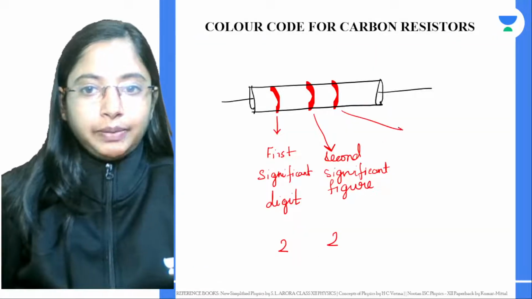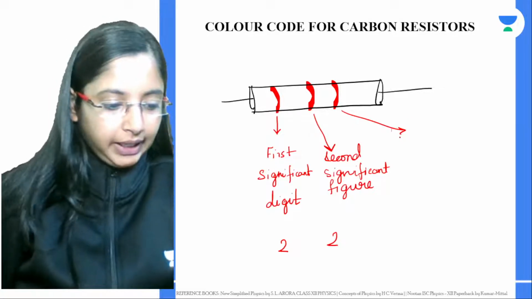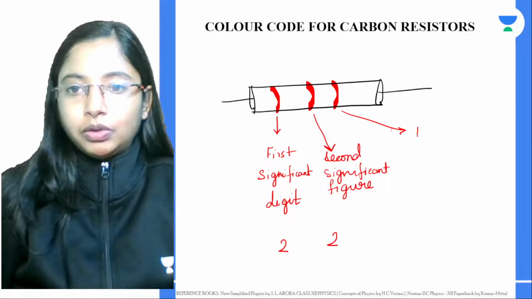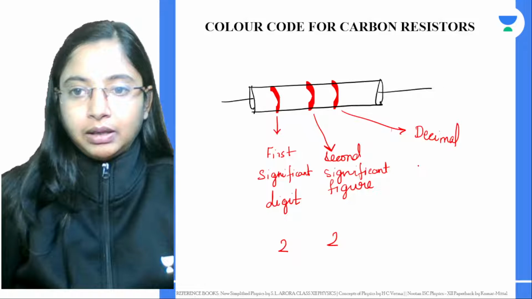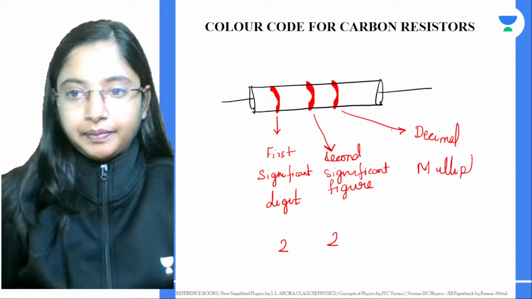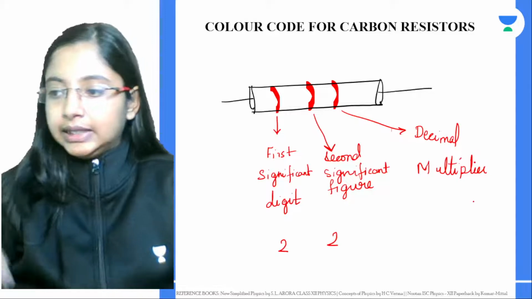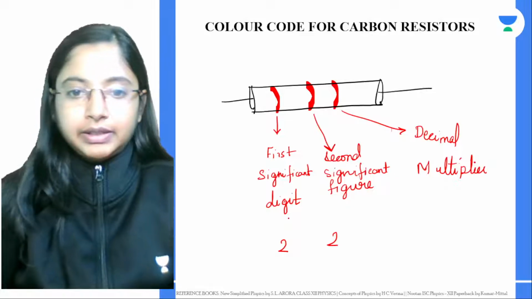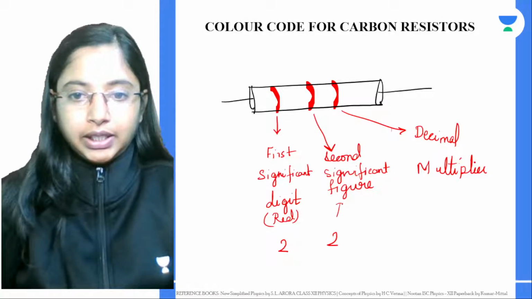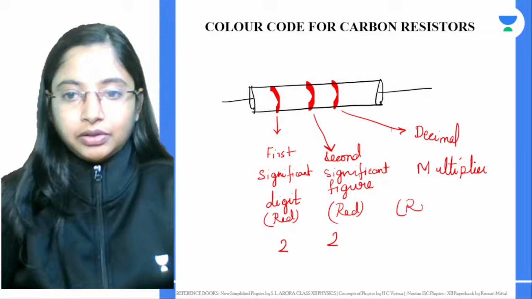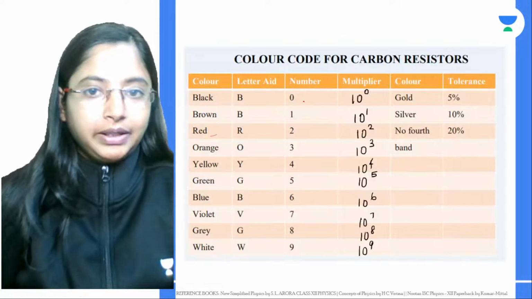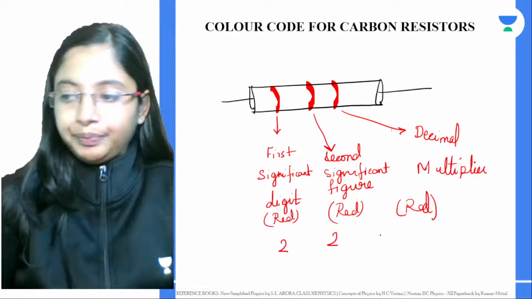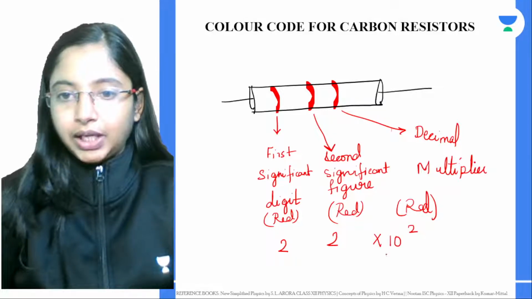Okay, now the third band that you're seeing over here actually talks about your decimal multiplier. What is the decimal multiplier? In this case we got a red color again, so the decimal multiplier is also red. Then the decimal multiplier is this third column, the multiplier column you're seeing. For red it is 10 to the power of 2, right? So this will be 22 × 10^2 ohm.